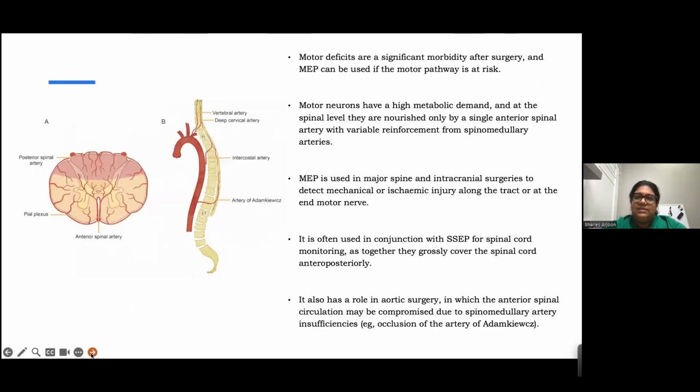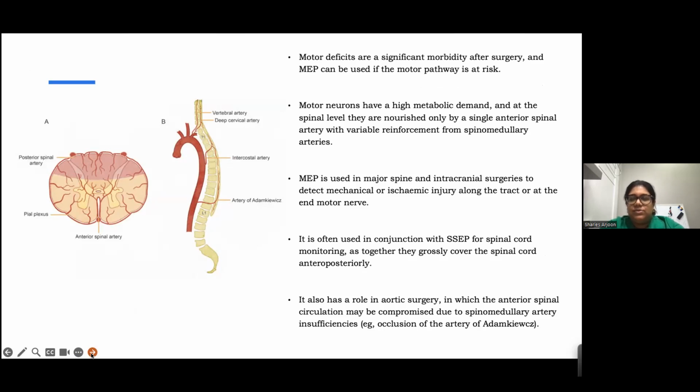Motor deficits are a significant morbidity after surgery, and MEP can be used if the monitored pathways are at risk. Motor neurons have a high metabolic demand, and at the spinal level, they are nourished by a single anterior spinal artery with variable reinforcement from the spinomedullary arteries.